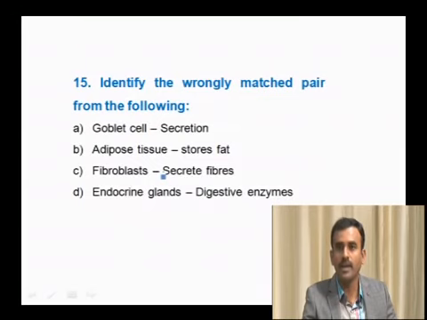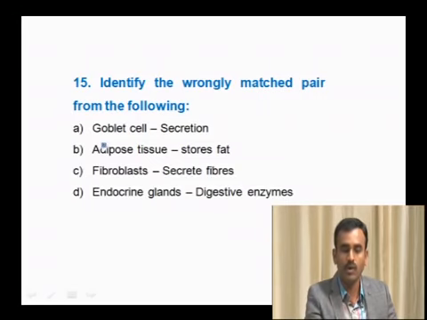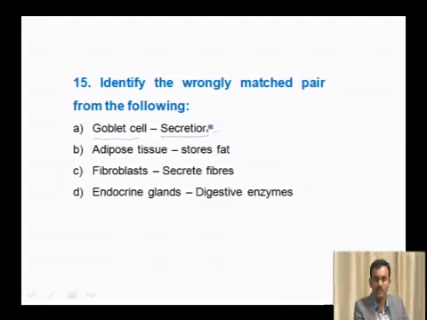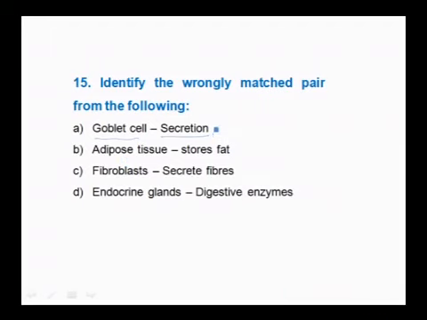Next question, identify the wrongly matched pair from the following. Look at the options. Goblet cells help in secretion of mucus. Mucus secreting cells present in the inner lining of the respiratory tract and digestive tract, for the easy flow of food materials and to maintain the inhaling air temperature, are called goblet cells. They are present in the inner surface of these organs and secrete mucus. Option A is correct.